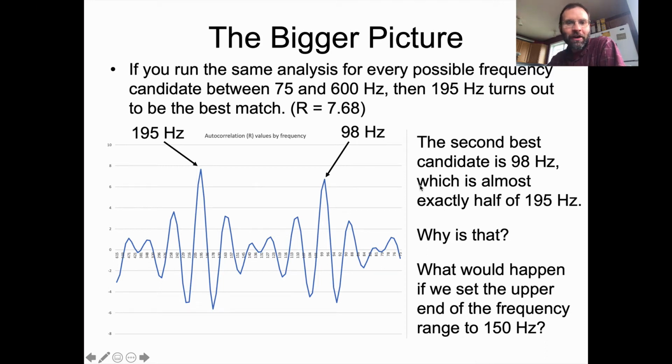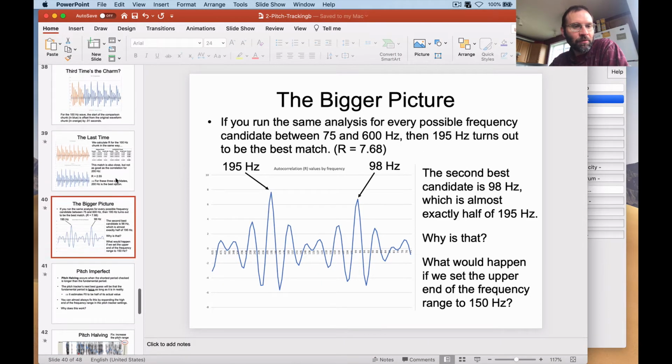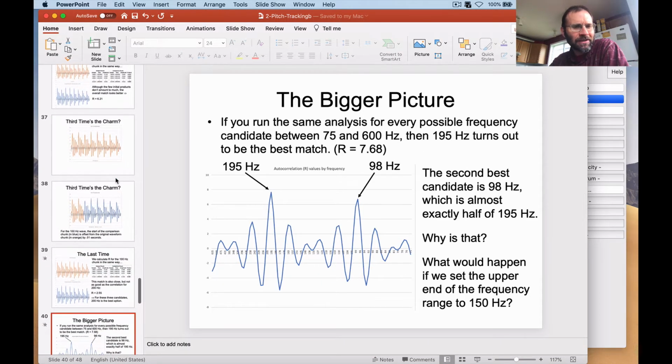All right, we left off with this little conundrum. We looked at the different R values we get for potential fundamental frequencies for our little snippet of a waveform. We found that the best R value, or the highest R value, came at 195 hertz. And the second best one we found at 98 hertz, which for whatever reason is only half of our best candidate, which seems kind of funny. So why would that be the case?